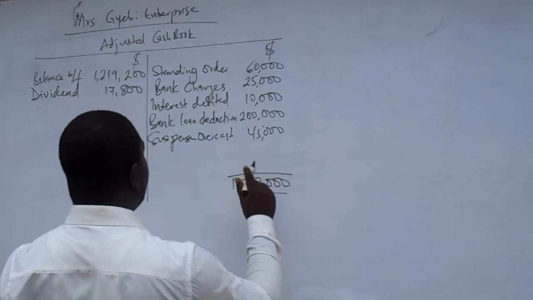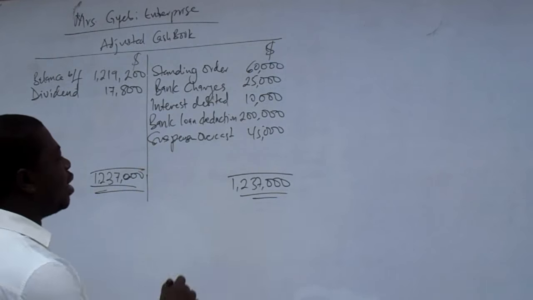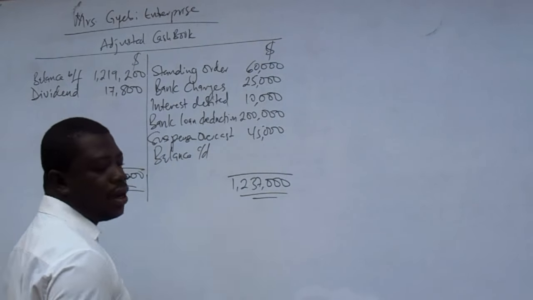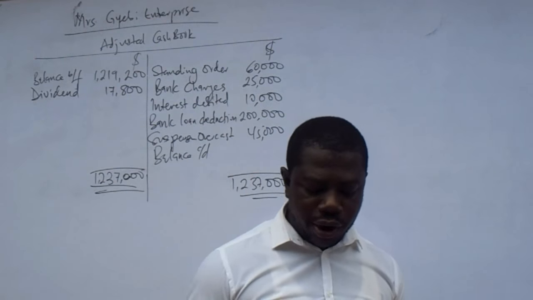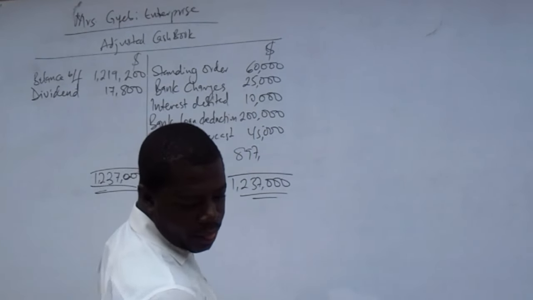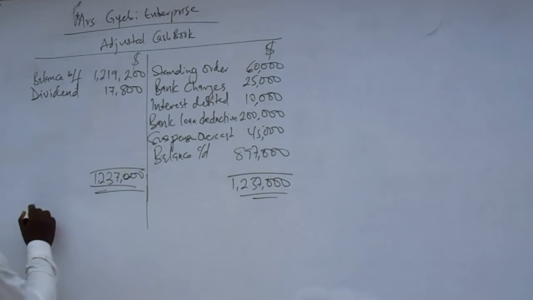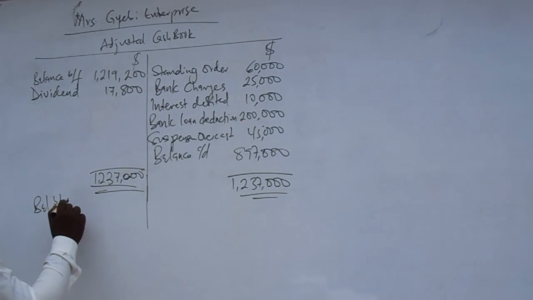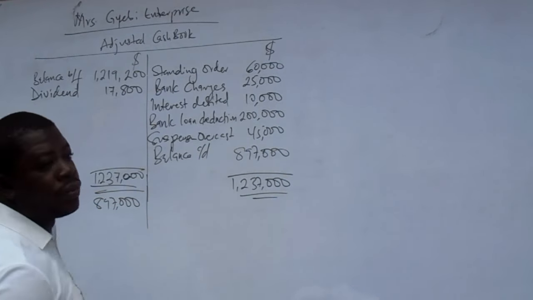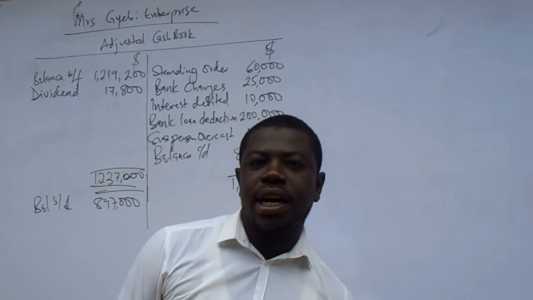Now this side is the bigger side, so we put the total at the same side, and then we find a difference, and we call it a balance carry down. And the balance carry down is $897,000. And so this balance will be brought down as balance brought down, $897,000. And so, ladies and gentlemen, this is where we end the adjusted cash book.